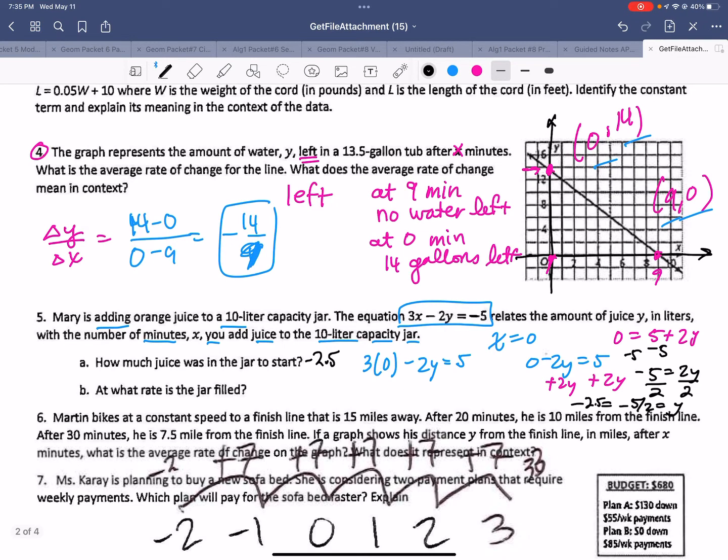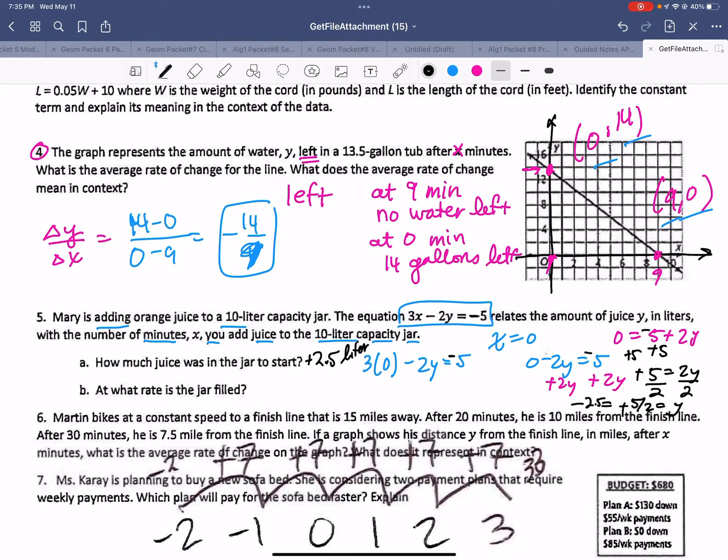Oh, I missed this negative. Okay, so let me add this. So if I add a negative here, that would be a negative, so that would be a positive. Okay, so that's a positive 2.5. So positive 2.5 liters are there to start.